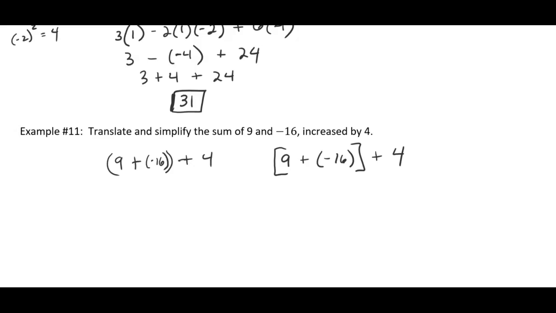So now we'll work inside the brackets. 9 plus negative 16, that's going to be a negative 7. So we had $9, but we took out 16, so we're in the hole. So negative 7 plus 4 is going to be negative 3. Okay.